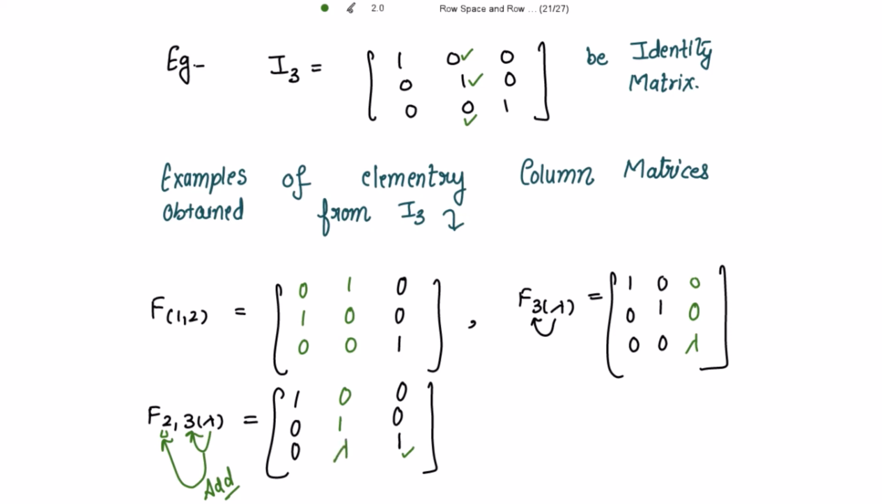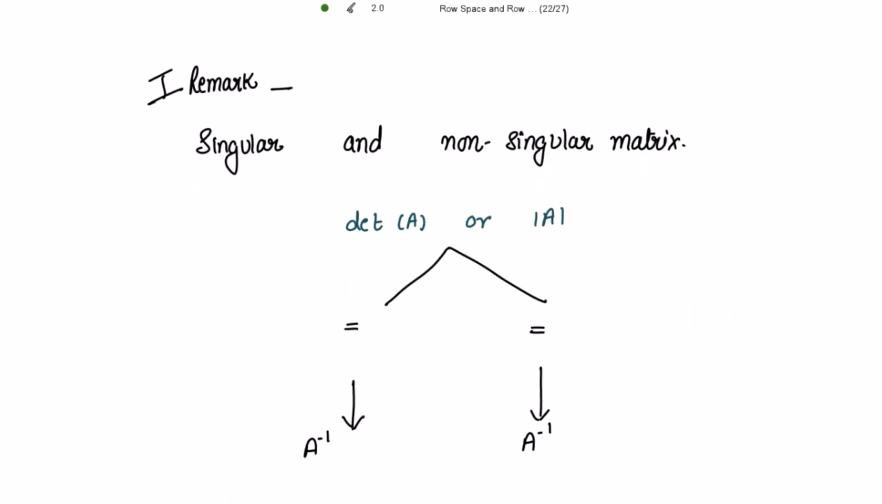Right? So this is how we obtain the column matrices from the identity matrix. Let's move on to the theorems, and before that I'm going to discuss a few things over here. What is a singular and non-singular matrix?